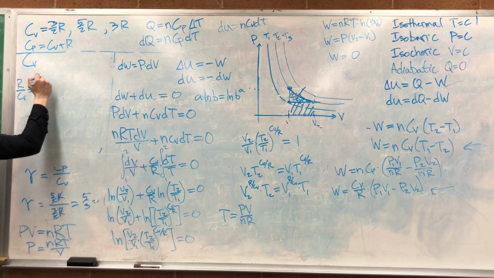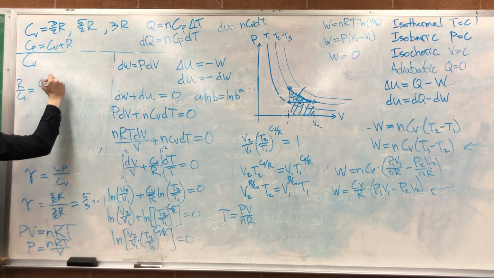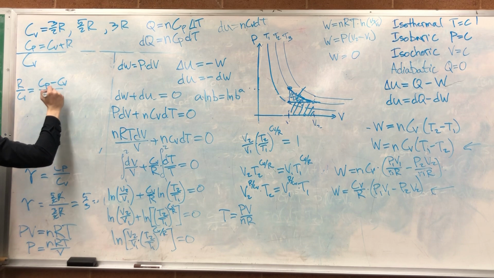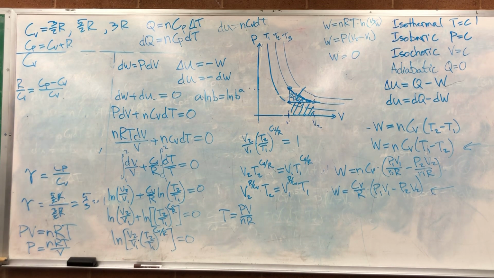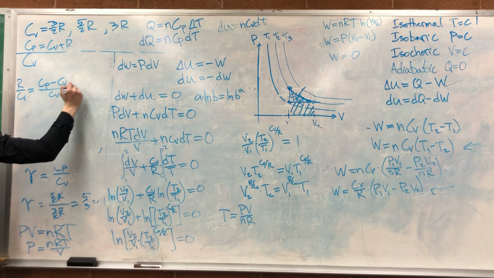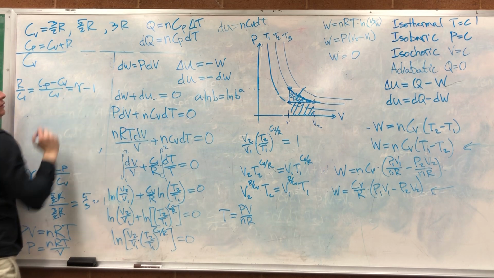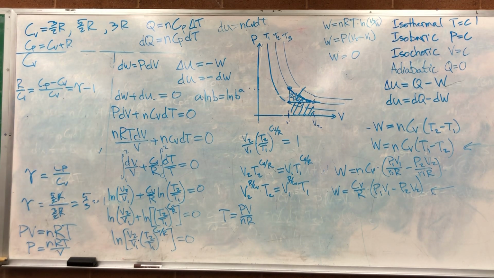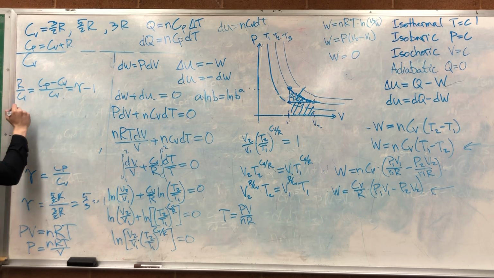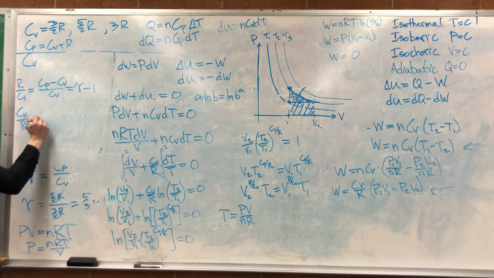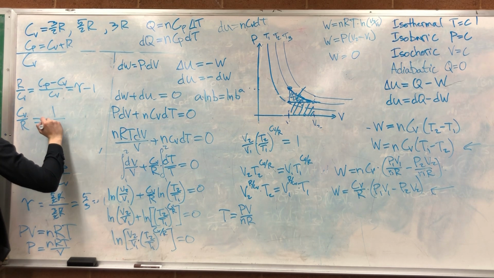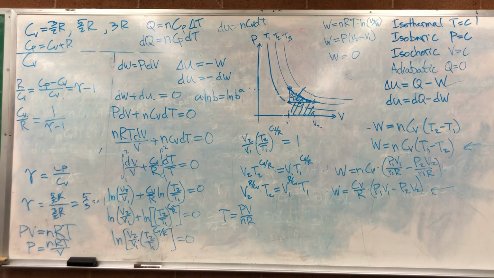We're going to start with R over CV. It's going to be CP minus CV over CV, which is equal to CP over CV, that's gamma, minus CV over CV, which is 1. So gamma minus 1 is R over CV. If we want CV over R, that's just the reciprocal of that, which is 1 over gamma minus 1. With me? Yes.